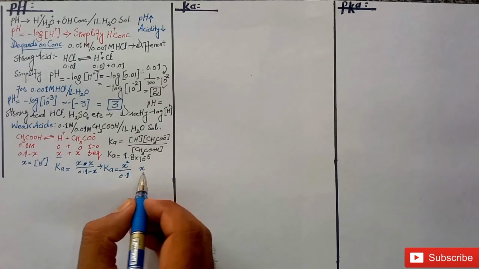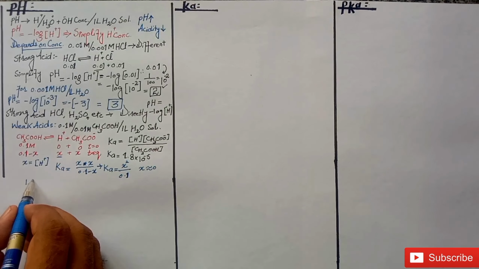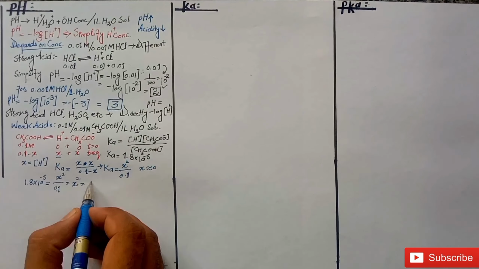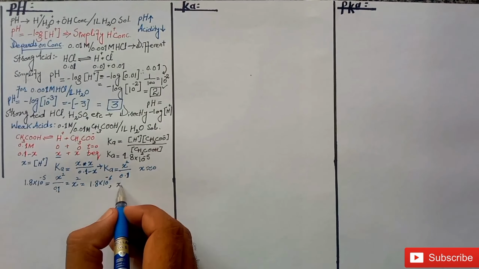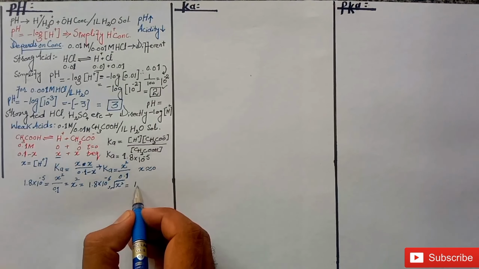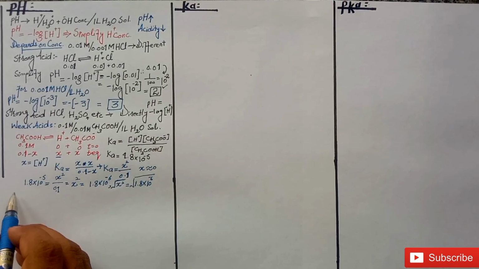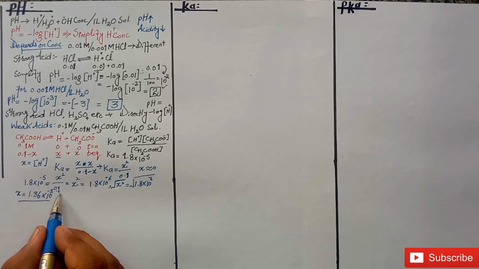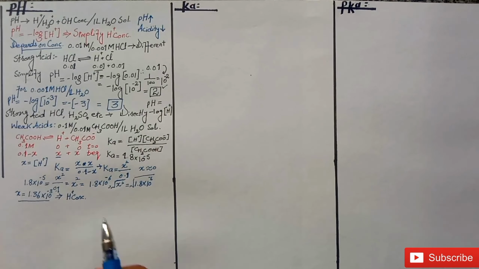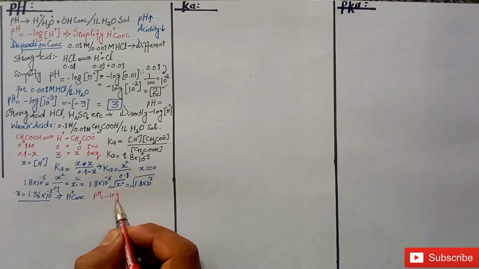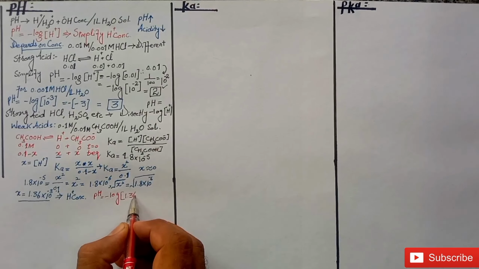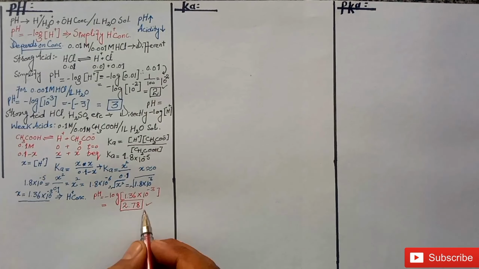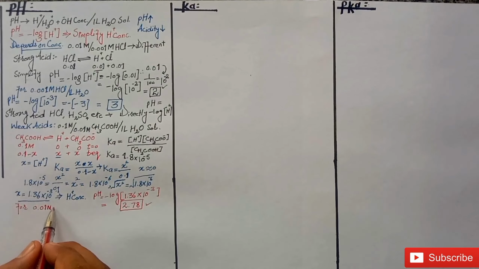Here we neglect the X in the denominator. This is a very little amount, as very little of the acetic acid dissociates. Now by simply putting in the values, we can find out the value of X, which is the concentration of hydrogen ions at equilibrium. This comes to 1.36 times 10 power minus 3. This is the hydrogen ion concentration formed when acetic acid dissociates at equilibrium. Now as we know the concentration of hydrogen ions, by taking the negative log of this concentration, we can find out the pH, which is 2.78. This is the pH of 0.1 molar acetic acid in 1 liter of aqueous solution.